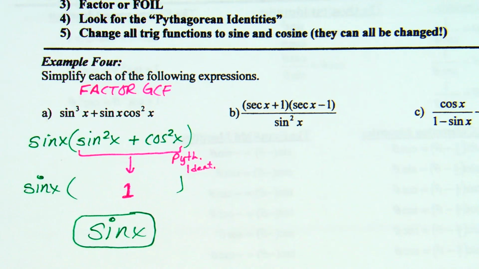Okay. Ready to try B? As ready as it gets. Okay, so B. Secant x plus 1 times secant x minus 1 over sine squared x. Start looking through your list of ideas and seeing what options might be able to help us.